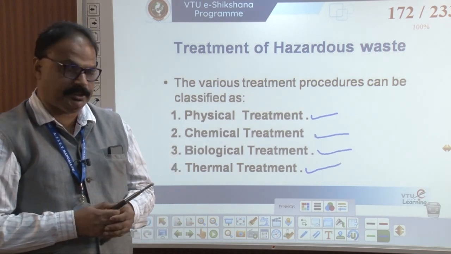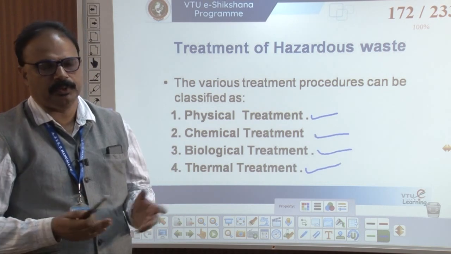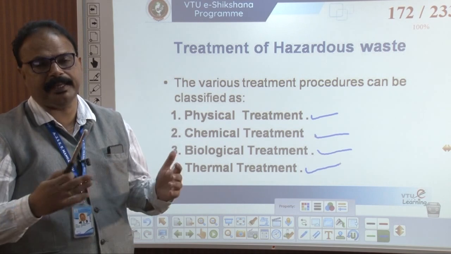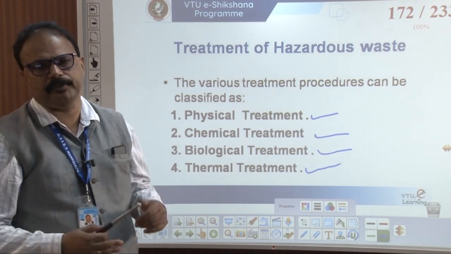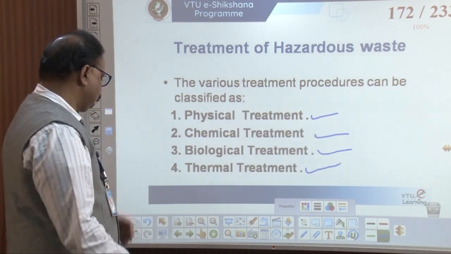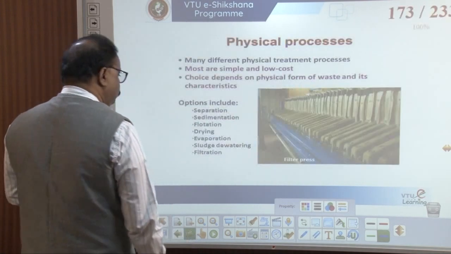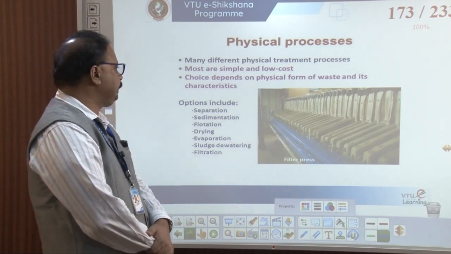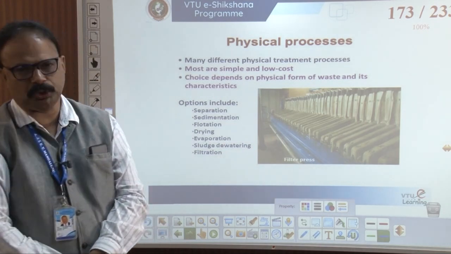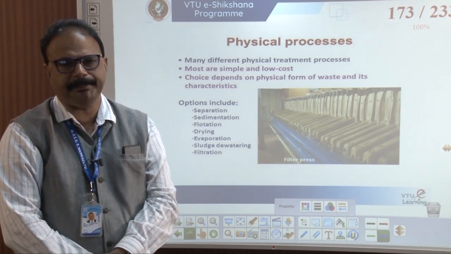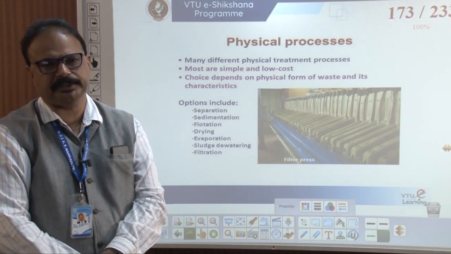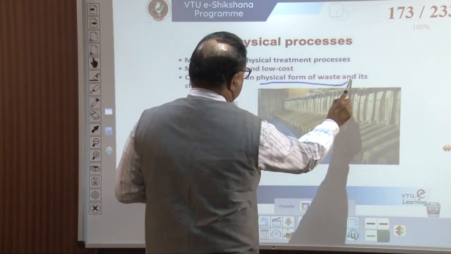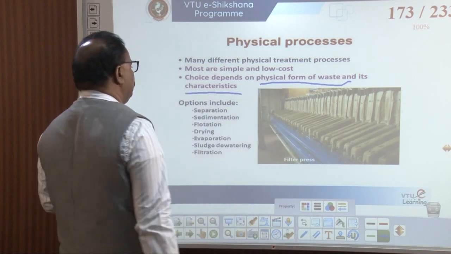The treatment of the hazardous waste is very difficult because it contains a lot of toxic material. We have to take care while doing the treatment of the hazardous waste. See here, physical process: many different physical treatments, most are simple and low cost. The choice depends upon the physical form of the waste and its characteristics.